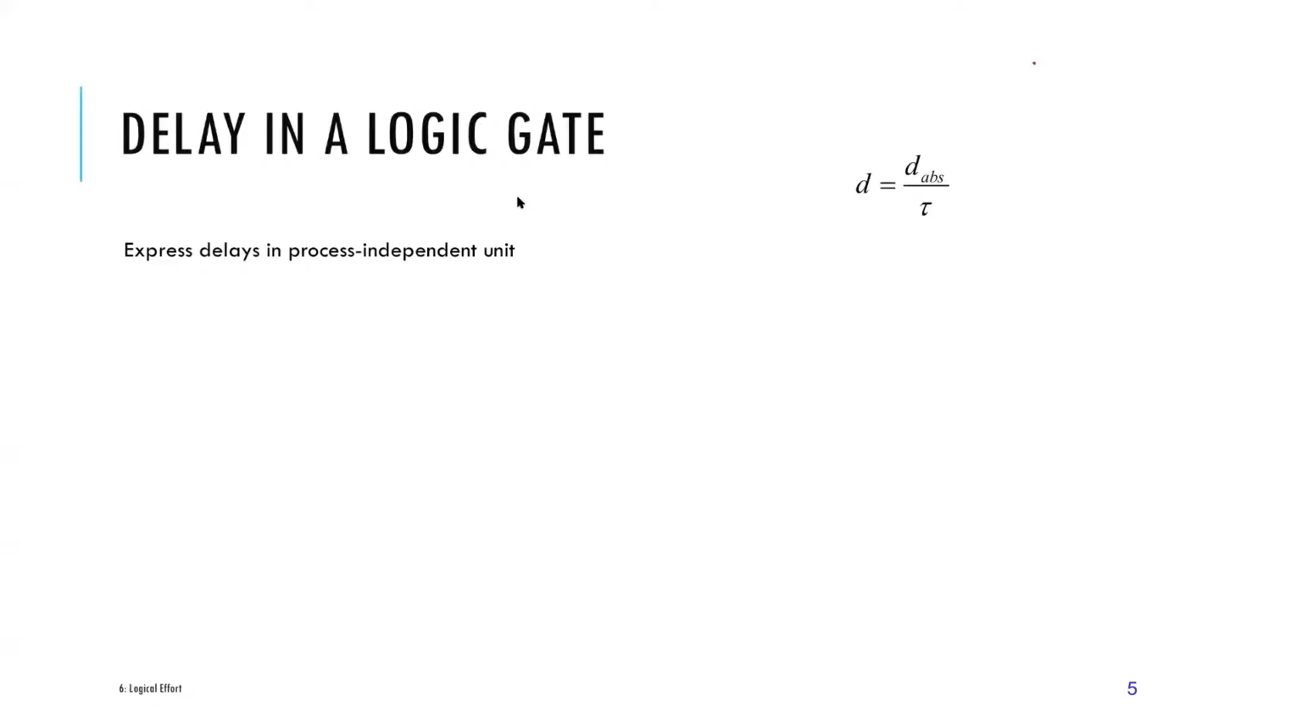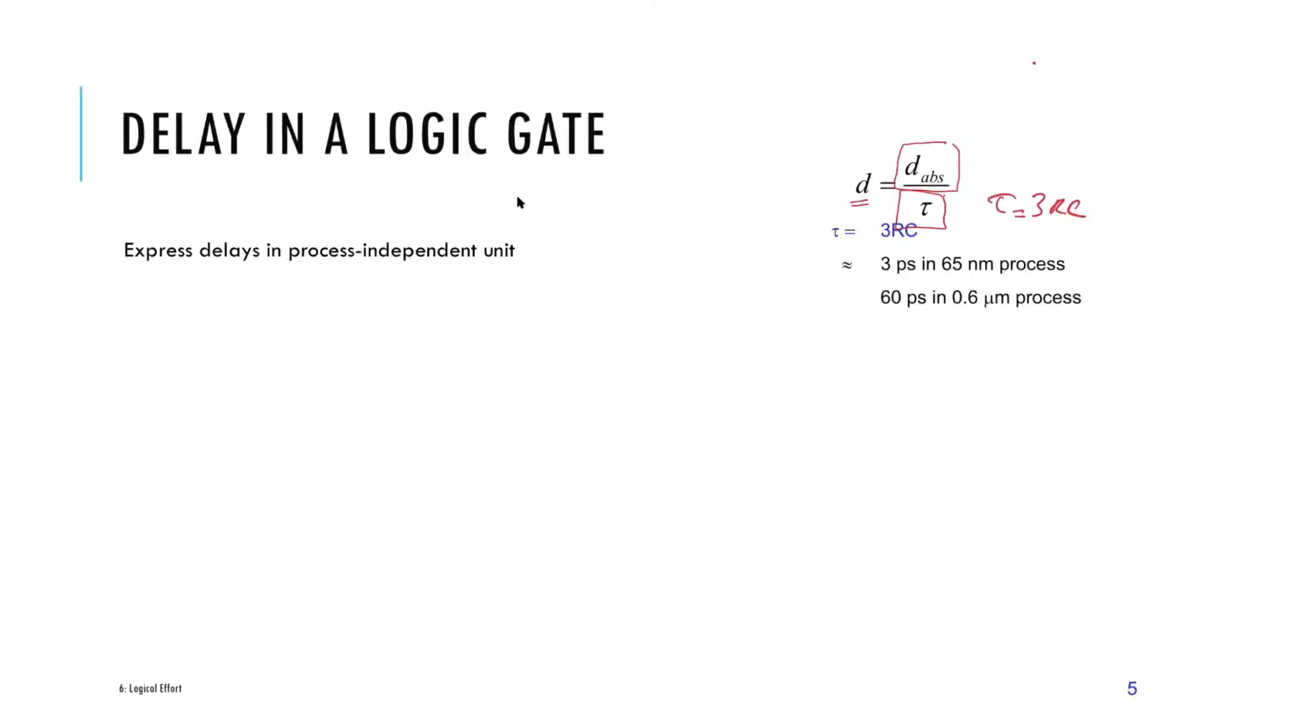Okay, so we want to express the delay of a logic gate. This is the first step we do: express the delay of a process in process independent units. So we define this delay as the absolute value of the delay divided by a time constant of the process, and this time constant is defined as 3RC.